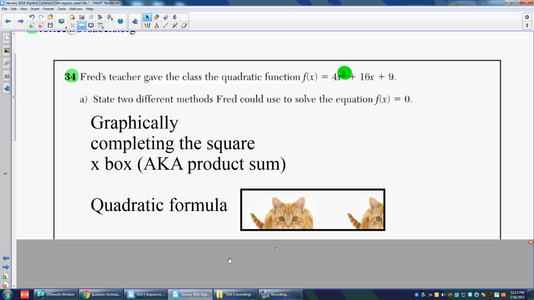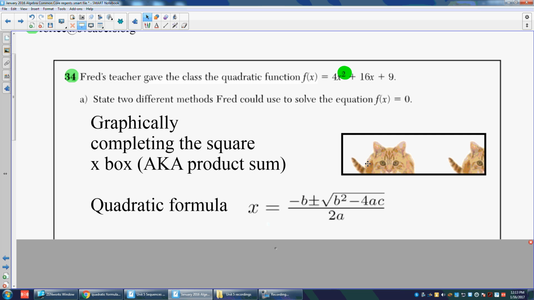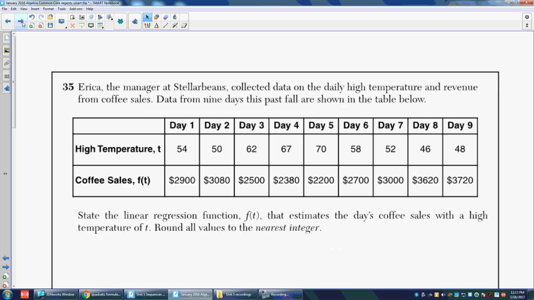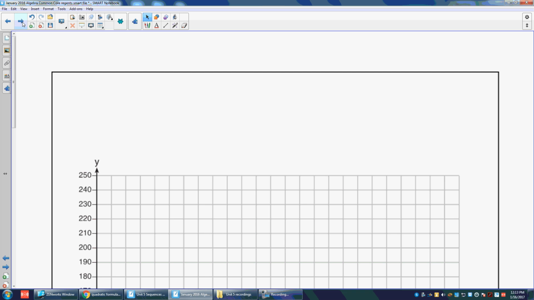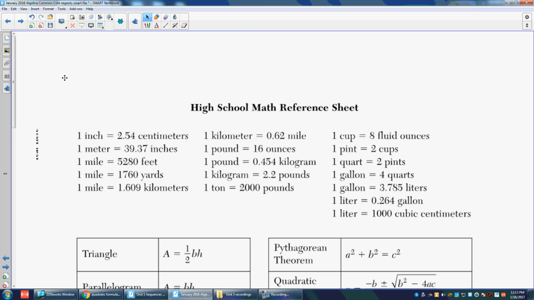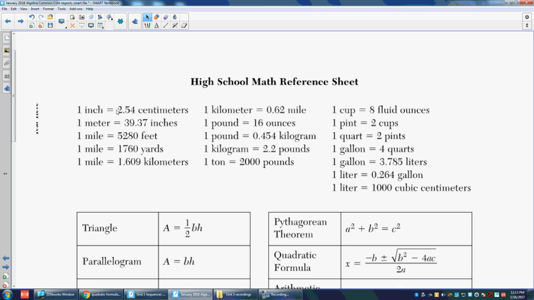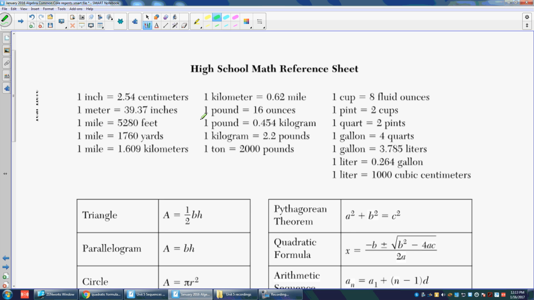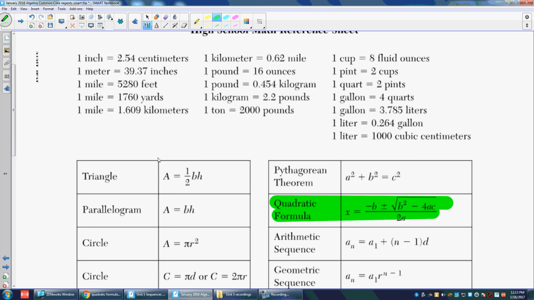Quadratic formula. I don't think I've ever heard of that. Wait a minute. There's the quadratic formula right here. Where have I seen that before? Let's go forward. Oh, reference table. Here is the quadratic formula. So if you cannot remember the quadratic formula, grab it off of your reference table.